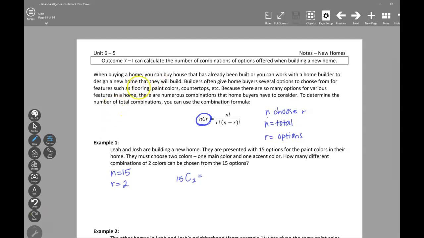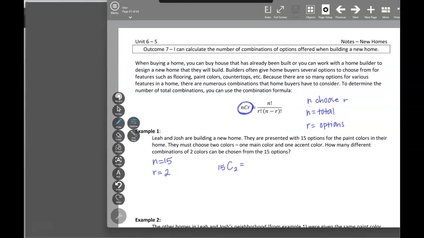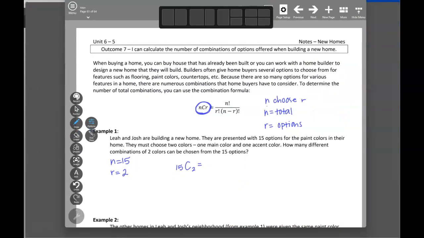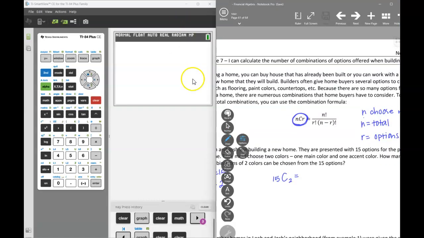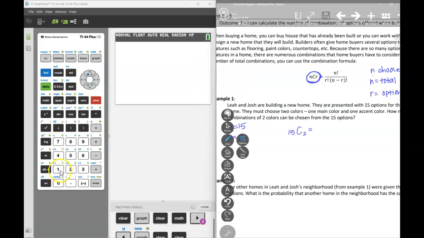Okay, I'm going to show you how to plug this into the graphing calculator. Okay, so you're going to plug in your 15. Everybody got their graphing calculator? We're all ready? We're plugging in our 15. You need a graphing calculator for this one.